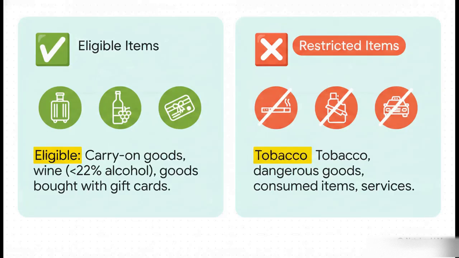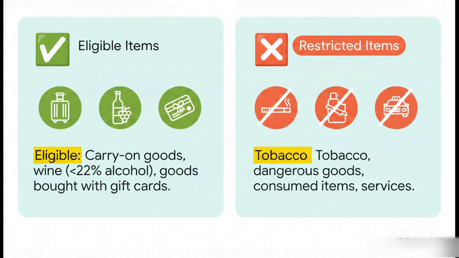So let's look at what's actually eligible versus what's going to get rejected. You can claim goods that you are physically carrying on board with you. Wine is eligible, provided the alcohol content is under 22%. And yes, goods you bought with a gift card are fine too. But take a look at the restricted list. You cannot claim tobacco, dangerous goods like gas cylinders, or unaccompanied freight.